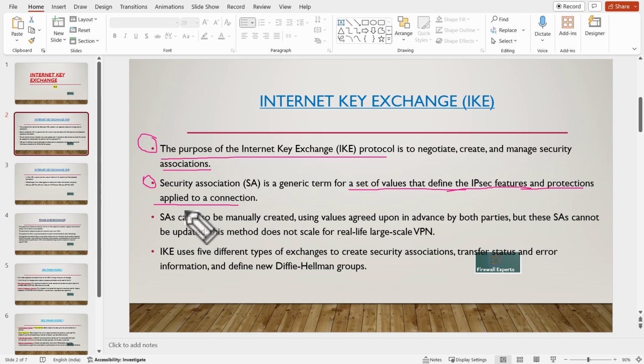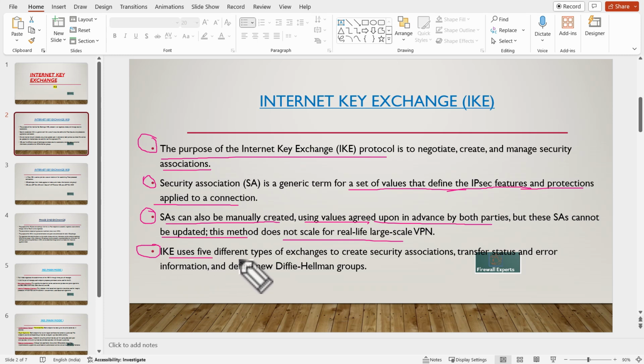Now the third point is that an SA can also be manually created using values agreed upon in advance by both parties, but those SAs are not updated. This method was not scalable in real-life, large scale VPNs. So it is also fine.